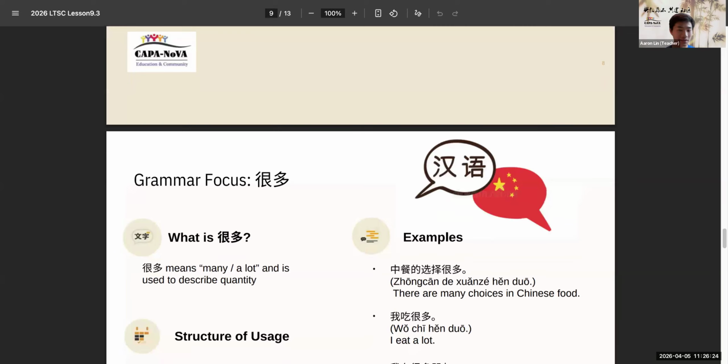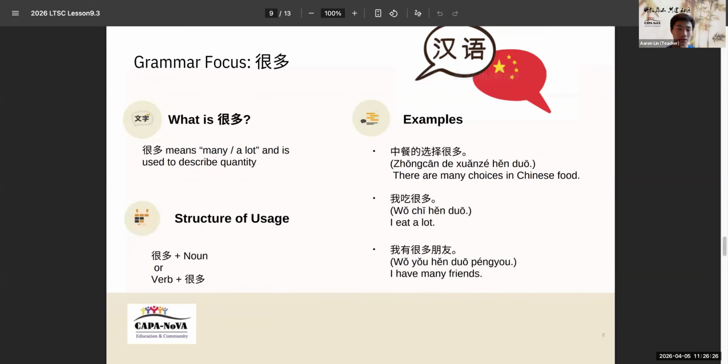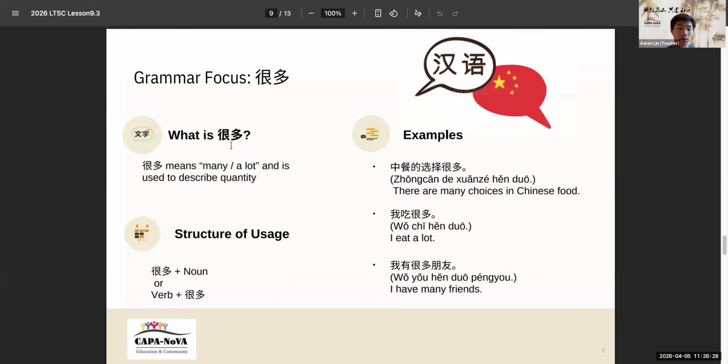And this last word or phrase we're gonna look at today is 很多, which means many or a lot and describes a large quantity. There's a lot of ways to use it. You can put it before a noun, but you can also put it after a verb. So it really depends on the situation. Here are some examples we can look at.